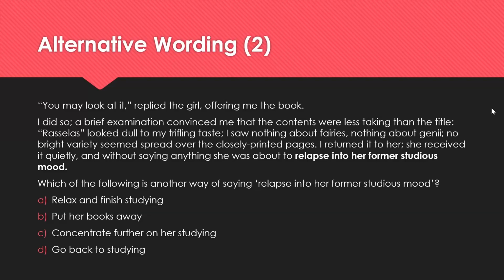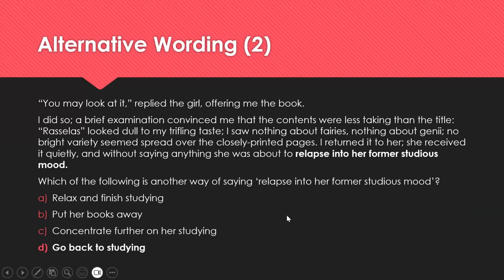Think about what this girl did without saying anything. She was about to relapse into her former studious mood. Okay, I think most people are getting this correct. It's D, go back to studying, because to relapse means to go back to something, meaning to do something again, right? And also former. Former means what you were doing before, right? So look at the root of former, meaning before. So she's going back to studying after Jane has interrupted her. So there we are. The answer would be D, go back to studying.